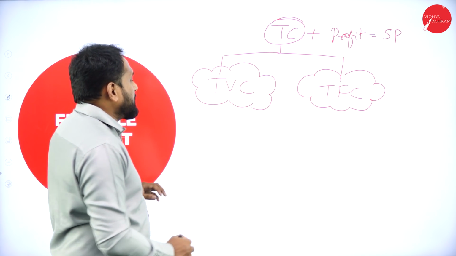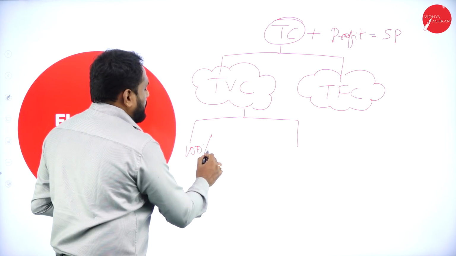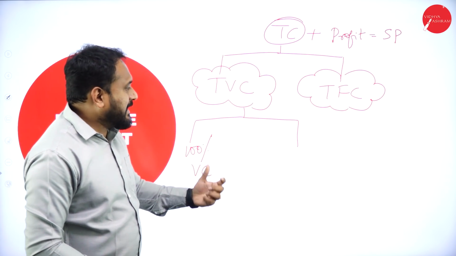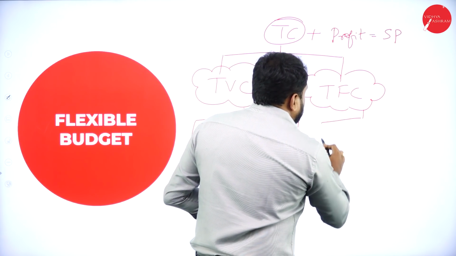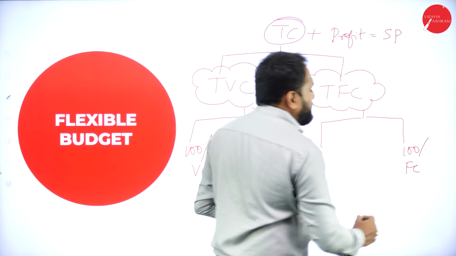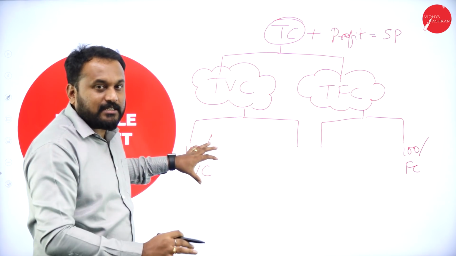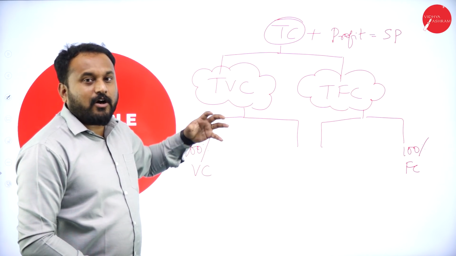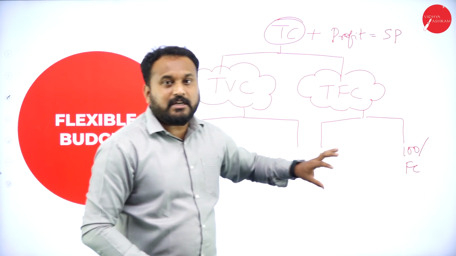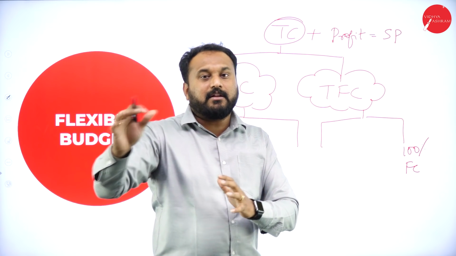Now in total variable cost, we have two items. One is 100% variable cost: whatever you do, it will change, like your raw material, direct labor, the wages, everything will change. In the meantime, there is 100% fixed cost: whatever you do, it will not change. Your salary, the rent, everything is 100% fixed. It will not change for that particular year.